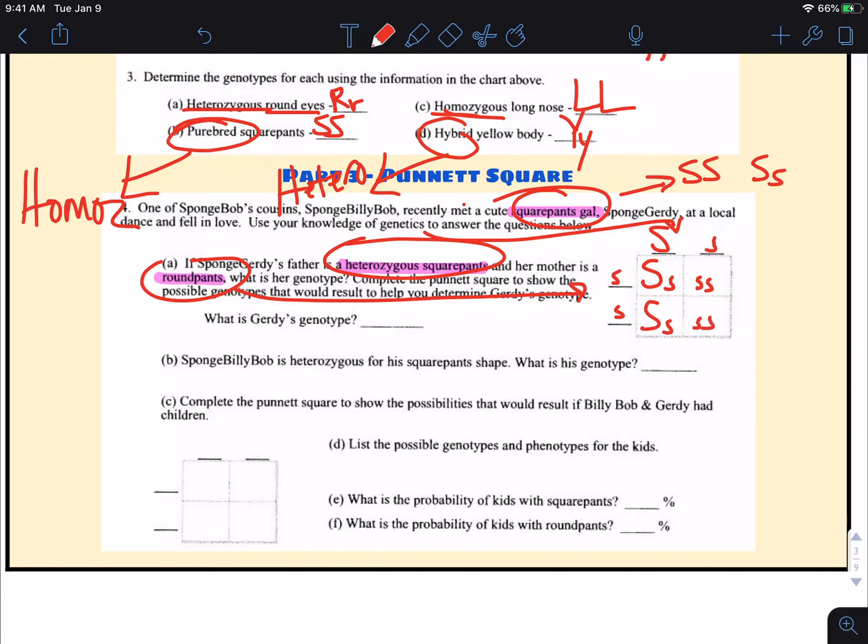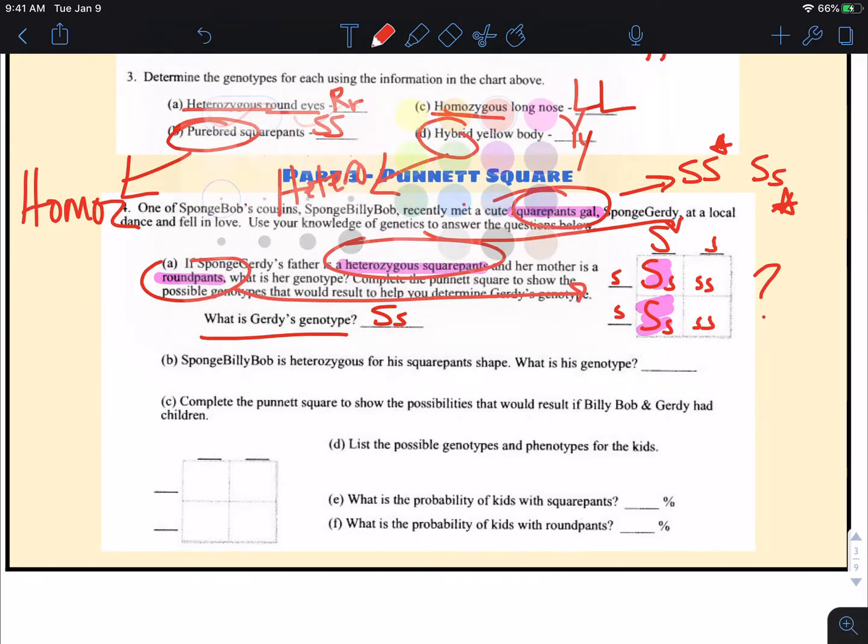Remember, when we're trying to figure out Gerty's genotype, we came up with the ideas that it could either be big S, big S, or big S, little s. Well, which one is the only option down here? There is no big S, big S, it's only big S, little s. That's the only option she can be, because that's the only thing that came from her parents. There is no possibility within that Punnett square of being big S, big S. So she has to be big S, little s.